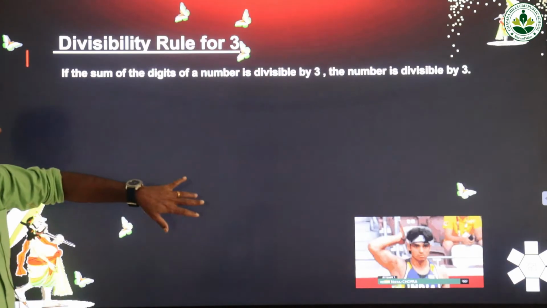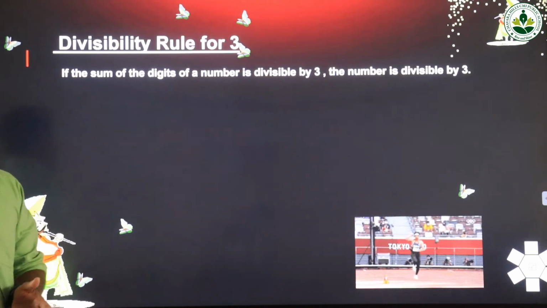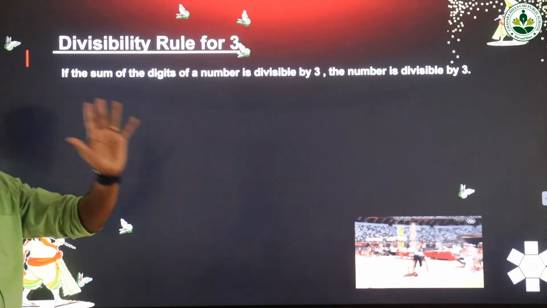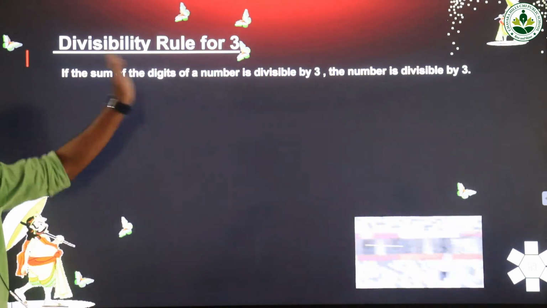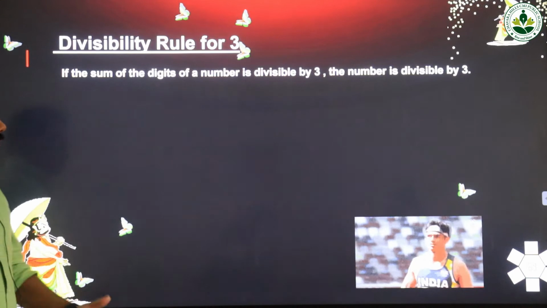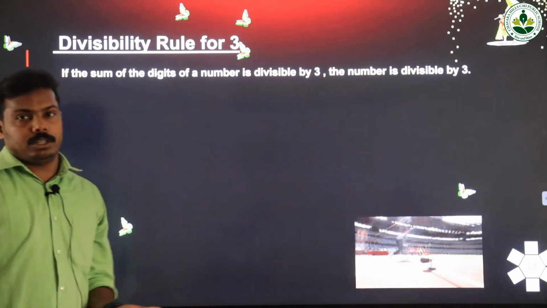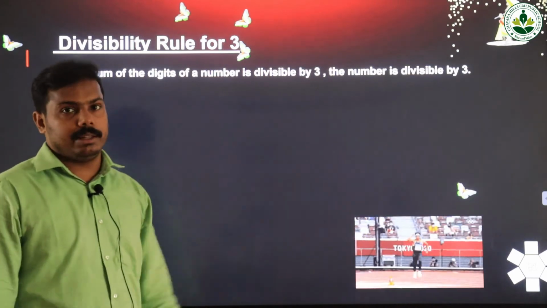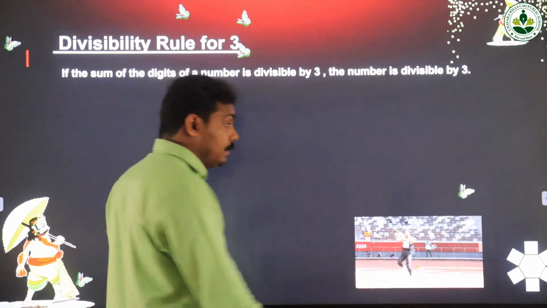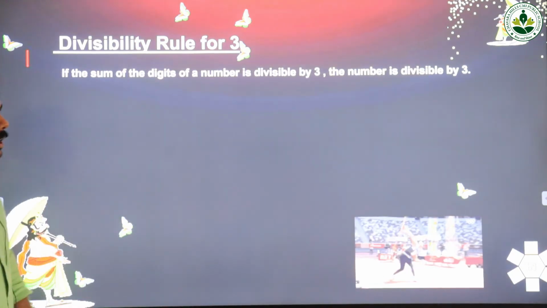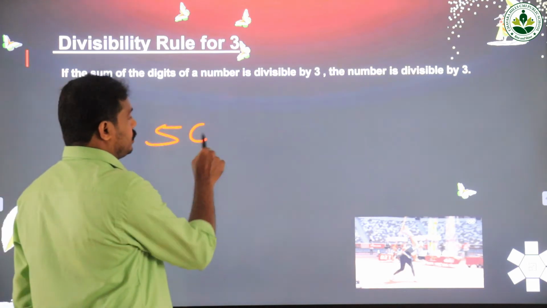Now we are moving to the next one, that is the divisibility rule for 3. The divisibility rule for 2 is, if the ones place digit is even, then it is divisible by 2. Divisibility rule for 3. How will we check if a given number is divisible by 3 or not? If the sum of the digits of a number is divisible by 3, then the number is divisible by 3. You can check.